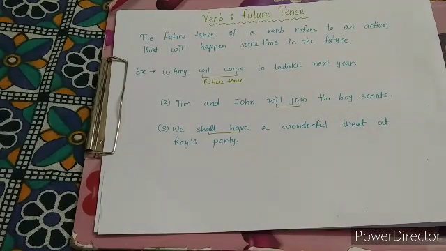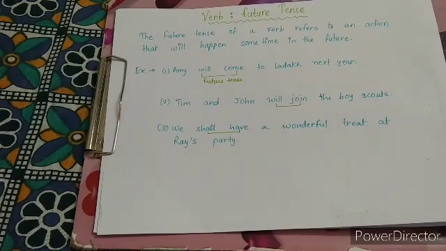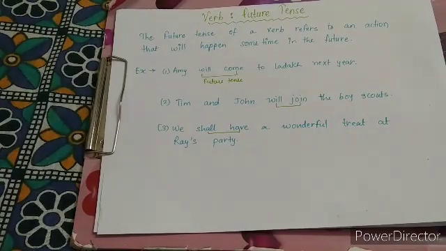For example, Amy will come to Ladakh next year. Amy is going to come to Ladakh next year. It shows the future tense. वो अभी तक गई नहीं है, वो जाएगी next year. So it's a future tense. Will come shows future tense.